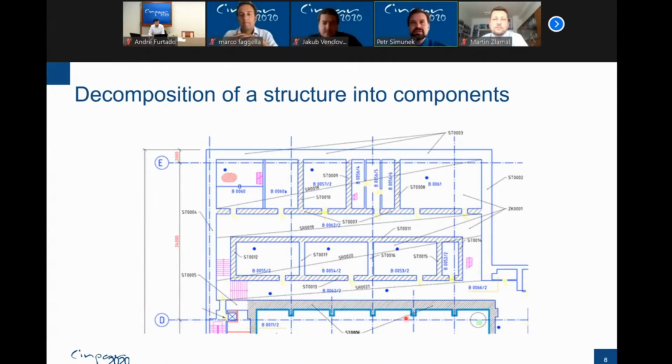So here is an example of how we can make a decomposition of a structure. From the whole structure we will divide it into the walls, as here. Each wall has itself a number. It's the same with the foundations and the ceilings. For each member, each wall, we define the material, the requirements, the environment, and so on. So a lot of information.